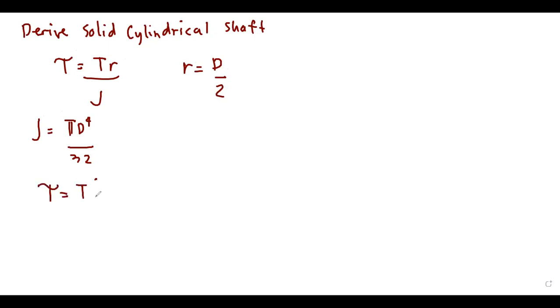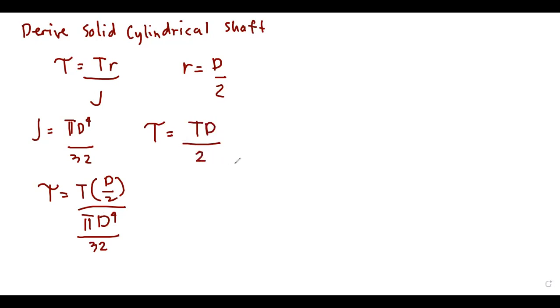Mangyari sa formula natin, magiging T multiplied by d over 2 over J. So ano yung J natin? Ayan yung J natin, pi d raised to 4 over 32. Our new formula right now, para mas makita nyo, magiging T d over 2 all over pi d raised to 4 all over 32. Technically, guys, magkakaroon tayo ng cancellation dito. What do I mean by cancellation? Makakancel out to, and ito mababawasan, so ito magiging 1, ito magiging 16.